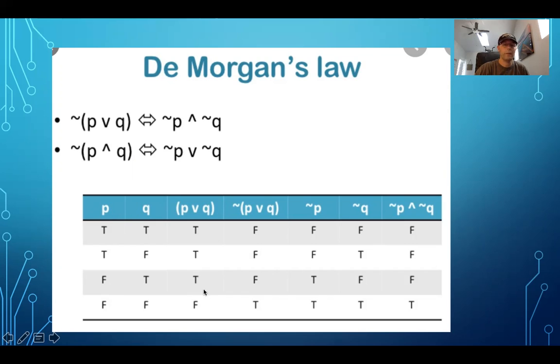Now we want to say something about the negation of this. And so we'll write not P or Q, but that's pretty easy because we have P or Q right here. So not that is exactly the opposite of whatever's here. So this is true, so that means this is false. This is true, so this is false. True, this is false. False, so this is true. These are exact opposites of this column.